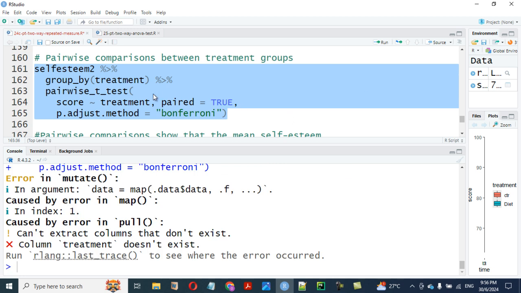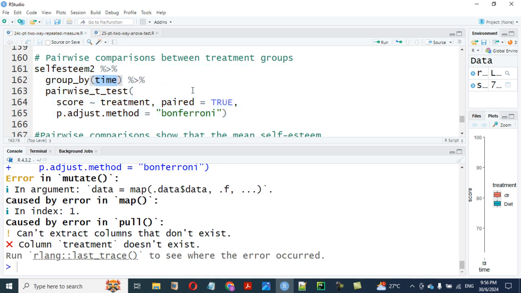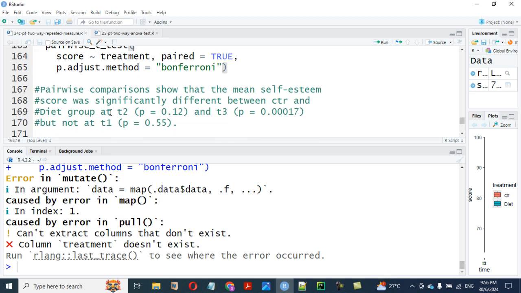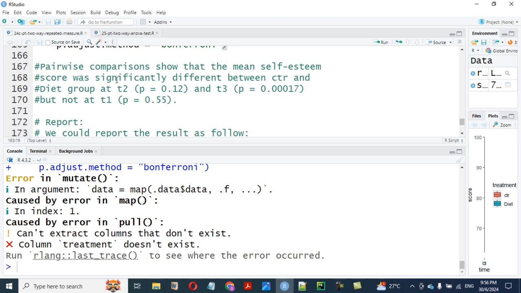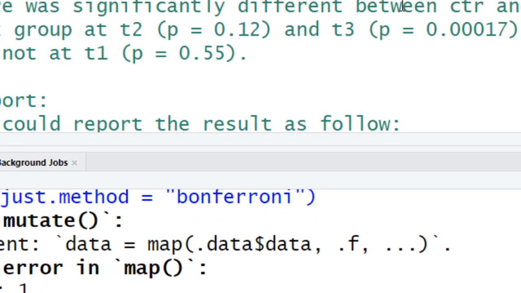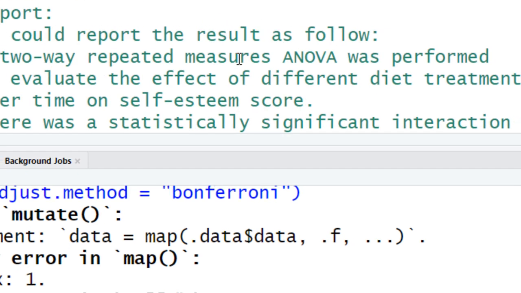Okay, that's a mistake, that's an error there. All right, so what are we saying? The pairwise comparison showed that the mean self-esteem score was significant between control and diet group at T2 and T3, right? But not at T1, right? So we could report this as follows.